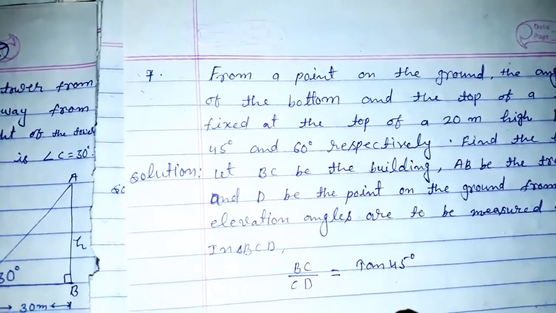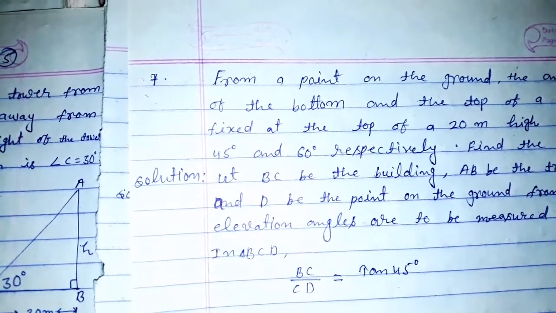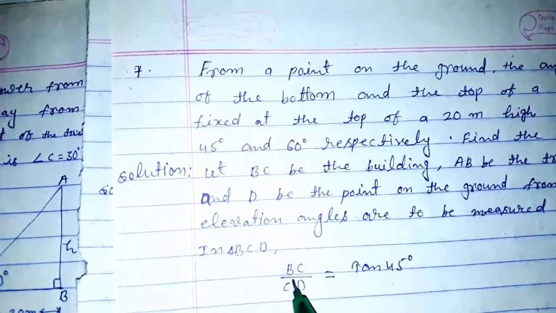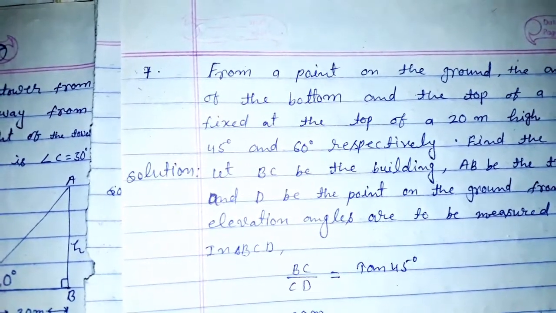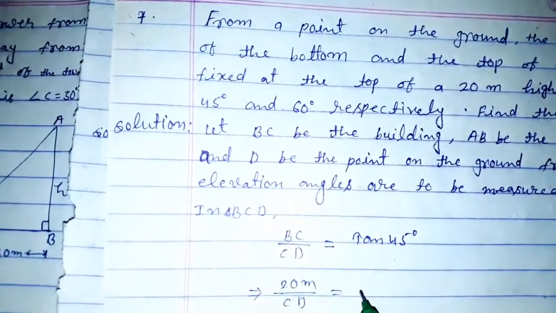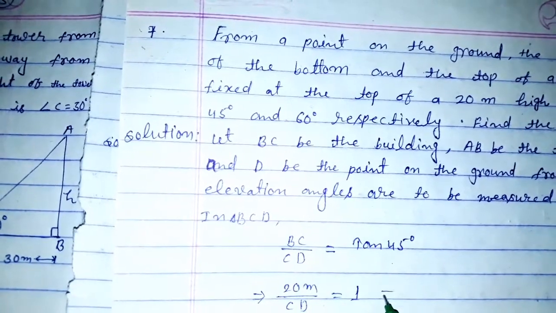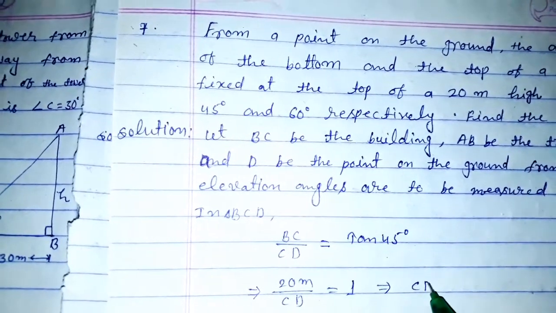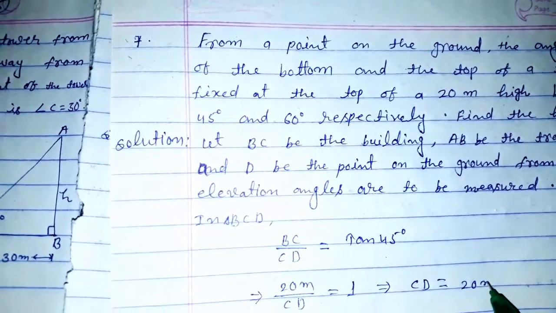So that implies, what is BC? BC is 20 meters upon CD. What is the value of tan 45 degrees? Tan 45 is 1. So that implies CD is equal to 20 meters.